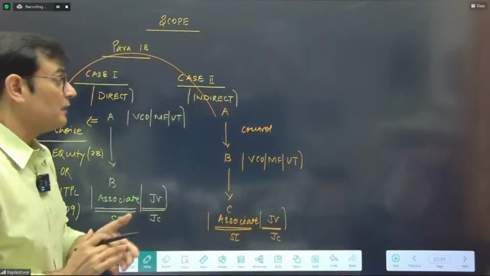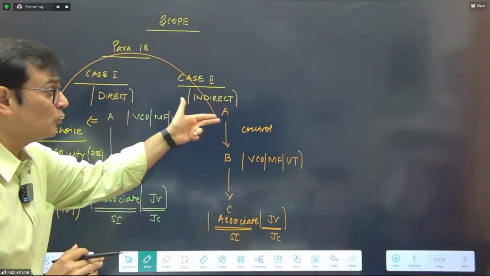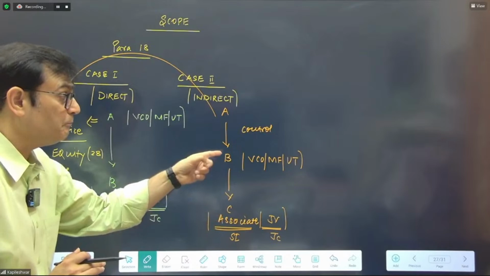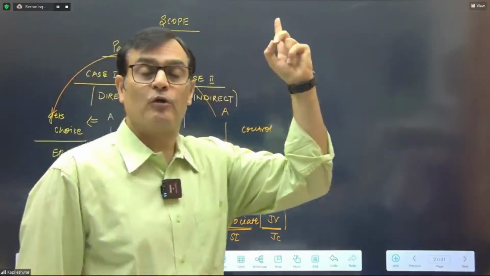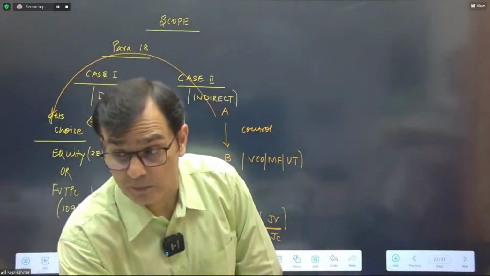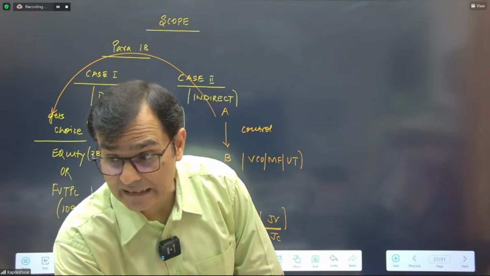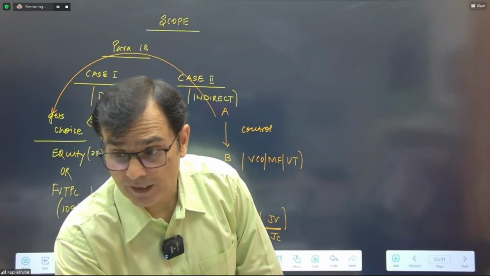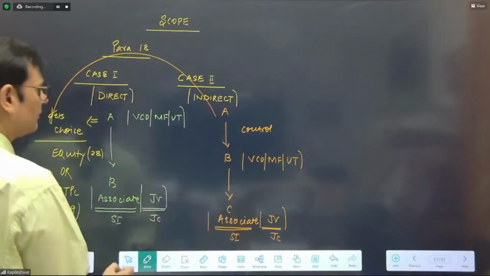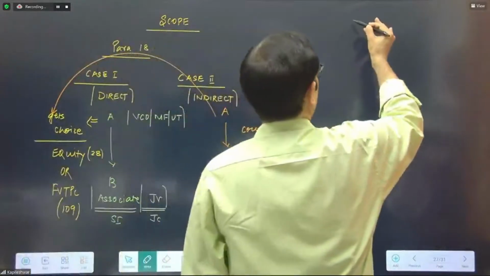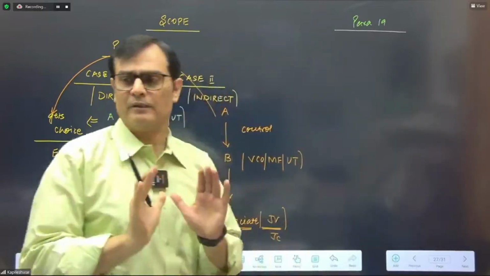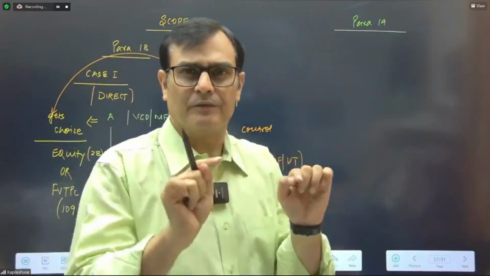If it is a case of indirect, you need to see that A should have a control over B, B should have a significant influence or joint control over C, and B should be a VCO, MF, or a UT. Then A gets a choice. I hope, friends, I am 100% clear on para number 18. Right now, let's take it further. Let's now go to para number 19. We'll take only one example in terms of para 19, not taking many cases and confusing things, so that we get clarity.